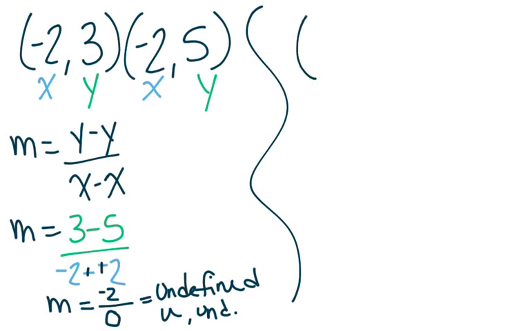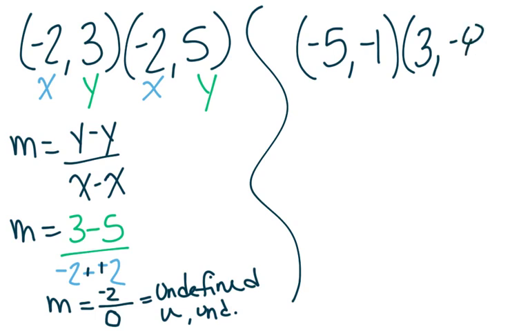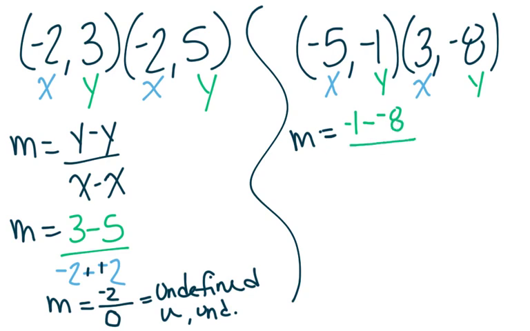So let's do another one. If I have negative 5 comma negative 1 and 3 comma negative 8, so x and x, label our y and our y. In this case, I'm just going to actually go into it. So negative 1 minus a negative 8 over negative 5 minus 3. So I end up with 2 negatives make a positive.